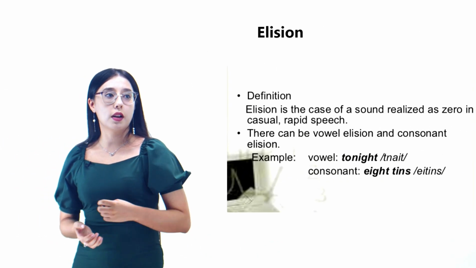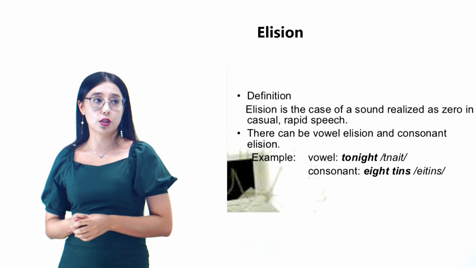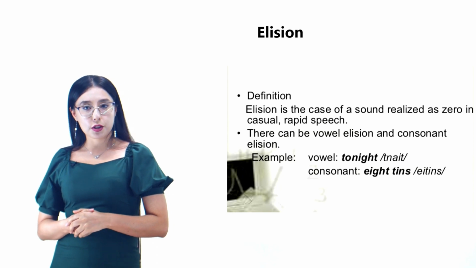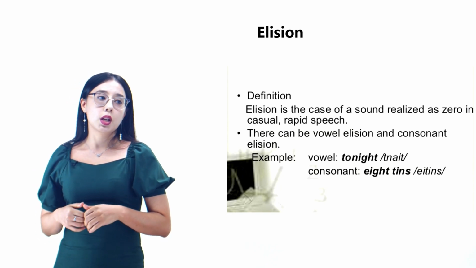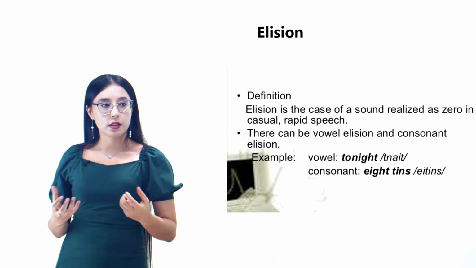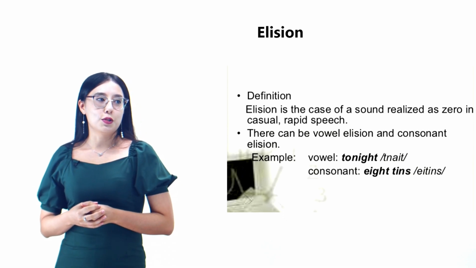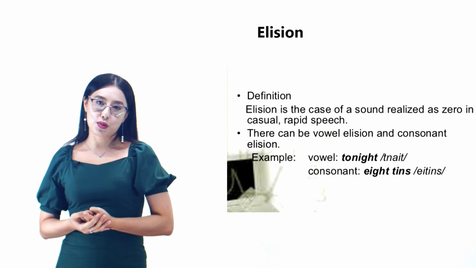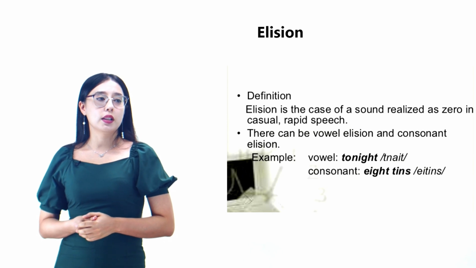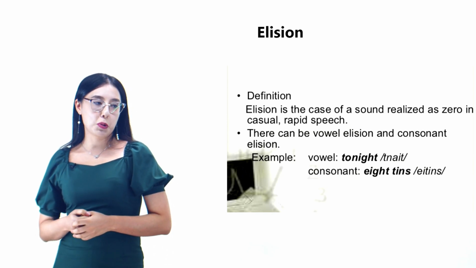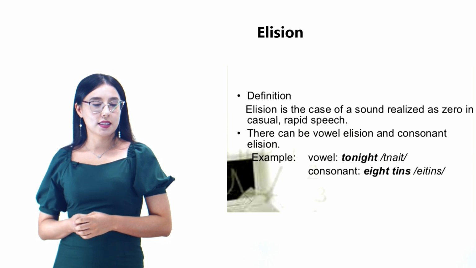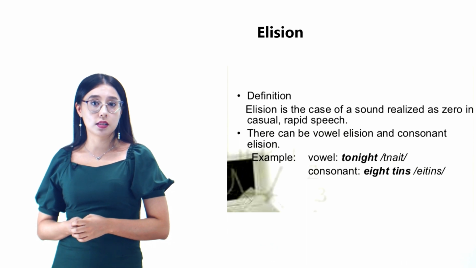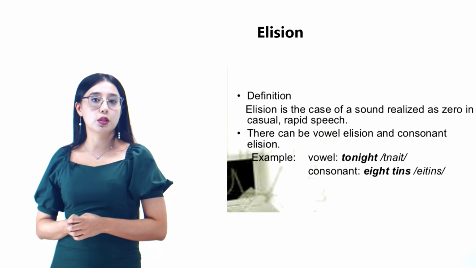We also have another feature, another branch of reduction. It's called elision. It looks somewhat similar, but there are some differences. If reduction happens inside words, we can see elision between words. It's also used in casual rapid speech, and it's like omitting or mixing some sounds. For example, with vowel sounds: tonight. What are you doing tonight?